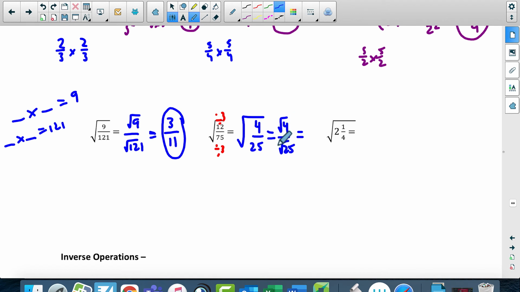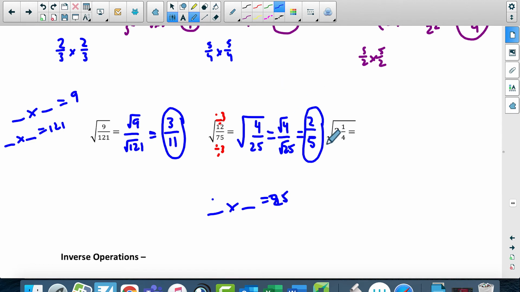What's the square root of 4? What number multiplies by itself to give 4? 2 and 2. So the top number is 2. What number multiplies by itself to give 25? That's 5 times 5. So it's 5. Our answer is 2 over 5.